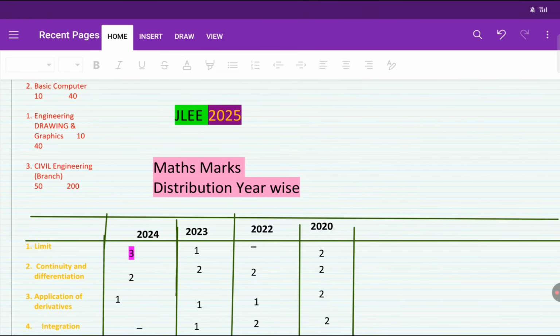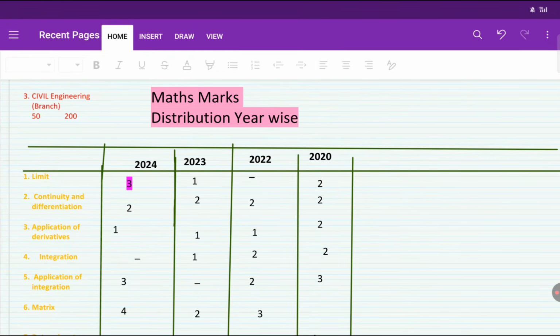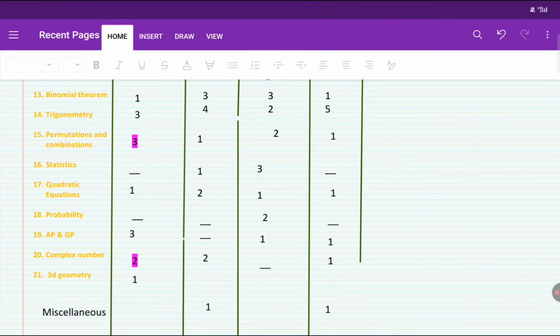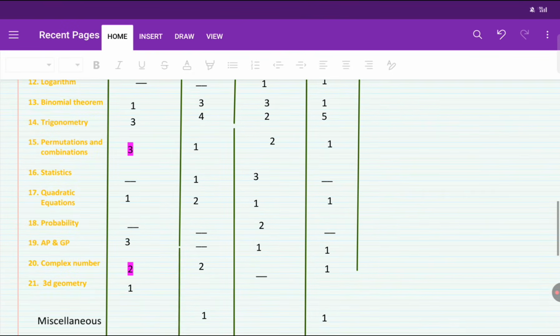I have analyzed the mathematics portion and written down all the questions that were there in the mathematics portion from the last 4 years. If you have a look, you can see that I have written down the main chapters. I have not broken them into subtopics, only the main topics. Here we have 21 chapters, and there is a miscellaneous topic, which doesn't fall in any particular chapter.